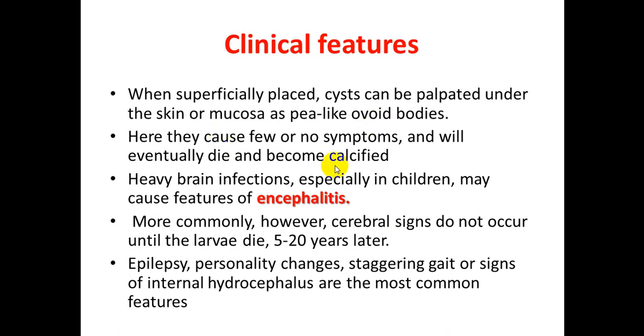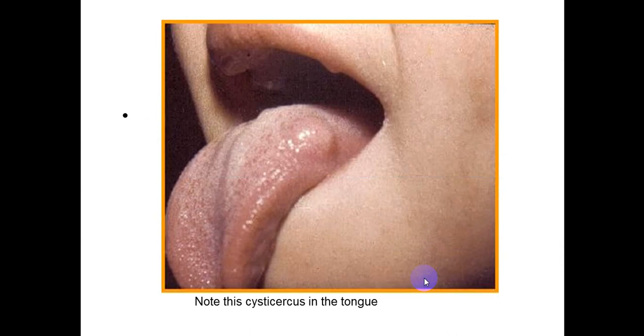They cause few or no symptoms and will eventually die and become calcified. Heavy brain infection can lead to encephalitis, especially in children. More commonly, however, cerebral signs do not occur until the larvae die, usually 5 to 20 years later. Epilepsy, personality changes, staggering gait, or signs of hydrocephalus are the most common presenting features.